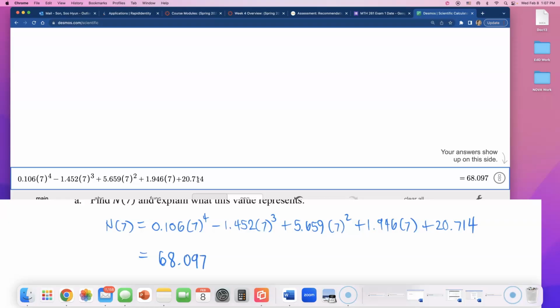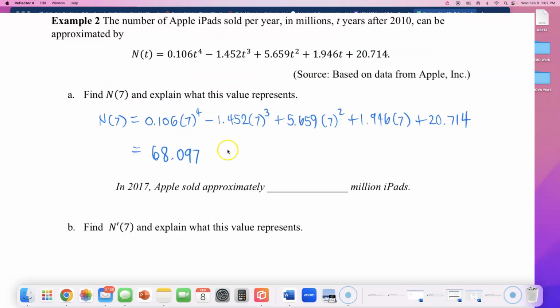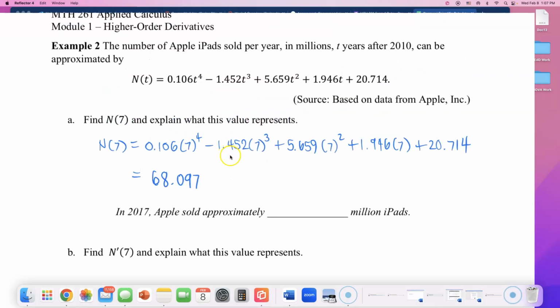68.097. I remember these are in millions because there's no way they sold 68 iPads, right? So they're talking about 68 million iPads. I could multiply this by a million, but I think they want to keep the unit in millions. So I'll say approximately 68 million iPads in 2017, because when we plugged in 7, that is 7 years after 2010.